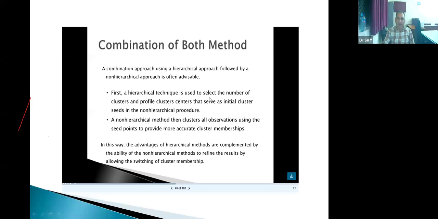First, a hierarchical technique is used to select the number of clusters and profile cluster centers that serve as initial cluster seeds, centroid or any other, in the non-hierarchical process. So a non-hierarchical method then clusters all observations using the seed points to provide more accurate cluster numbers. In this way, the advantage of the hierarchical method is complemented by the ability of the non-hierarchical method to refine the results by allowing the switching of the cluster numbers.